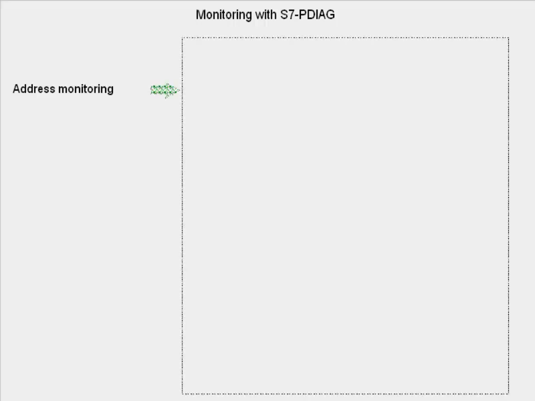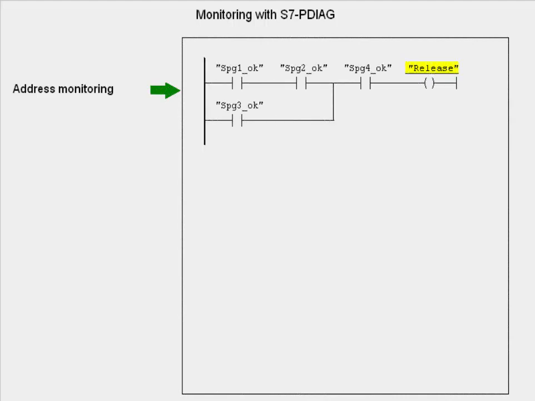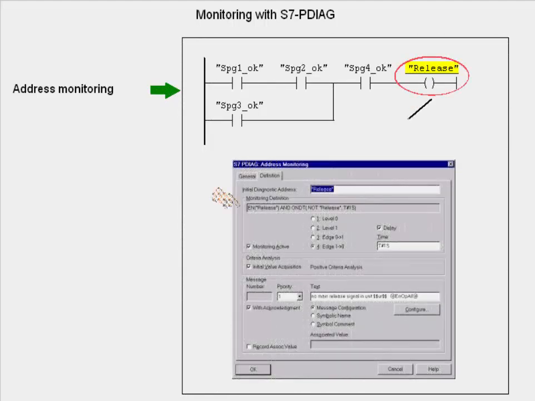The task of the configurator is to attach the error definition to an assignment in the desired network and to parameterize the predefined monitoring logic in a dialog. You have a choice here of edge or level monitoring combined in each case with a delay time.